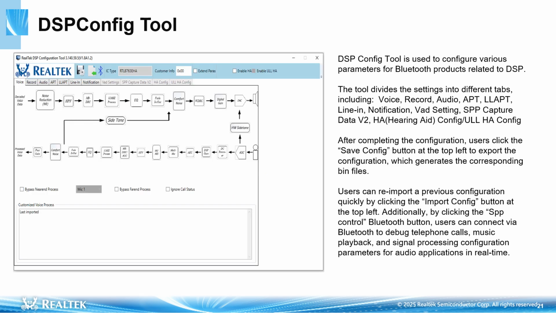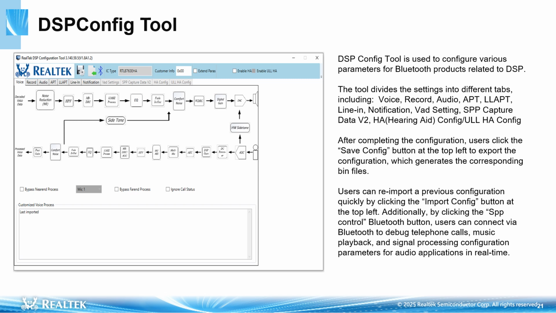DSP config tool is used to configure various parameters for Bluetooth products related to DSP. The tool divides the settings into different tabs, including voice, configuration of voice algorithm parameters. Record, configuration of recording algorithm parameters. Audio, configuration of audio algorithm parameters. APT, audio pass-through, parameters for the signal pass-through function.